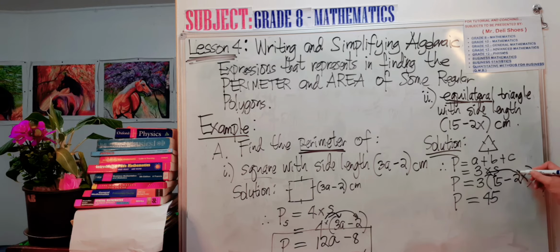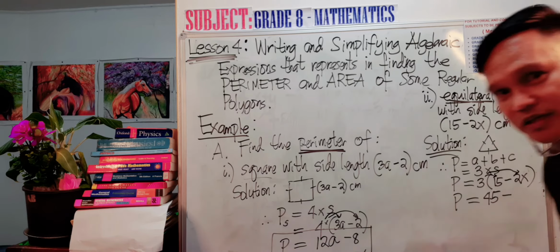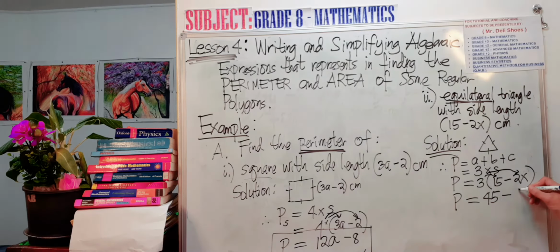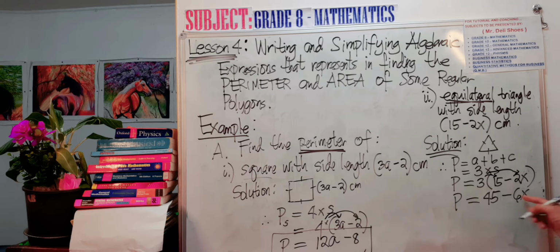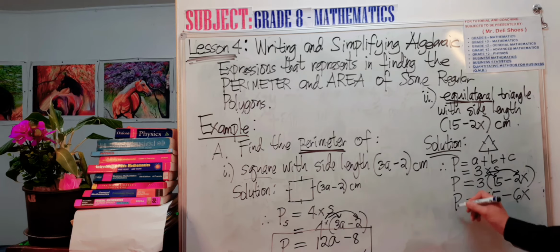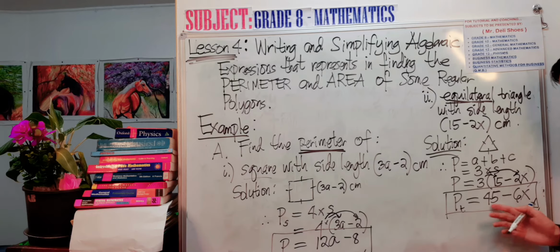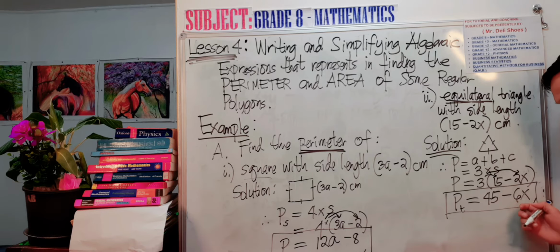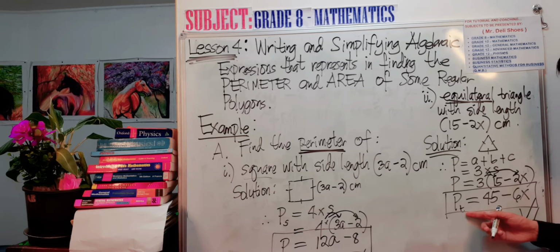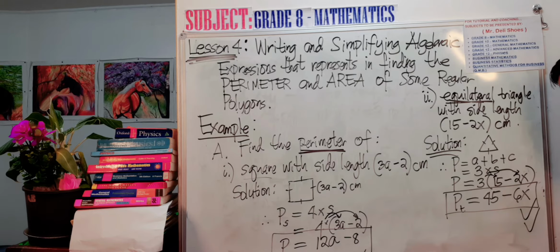3 times negative 2x. Positive times negative equals negative. 3 times 2 equals 6x. So that's 6x. 45 minus 6x is now the perimeter of the triangle. Alright, that is our answer. 45 minus 6x is the algebraic expression of the perimeter of the equilateral triangle.